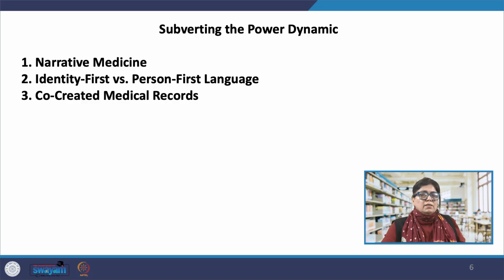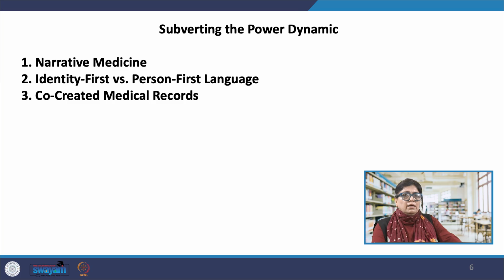If we talk of subverting the power dynamic, the health humanities advocate for a linguistic shift to democratize care and dismantle these rigid power structures. This is accomplished through narrative medicine, which encourages doctors to honor the patient's natural language, metaphors, and storytelling style rather than forcing them immediately into clinical templates.